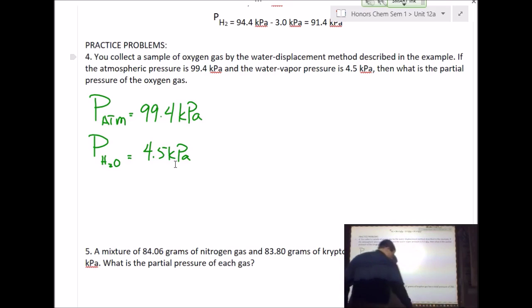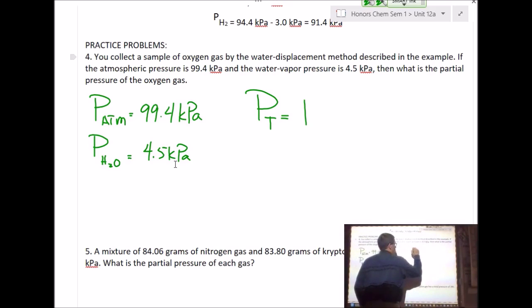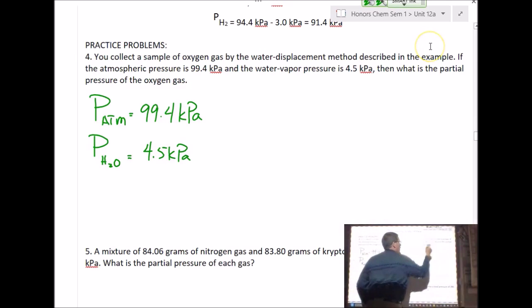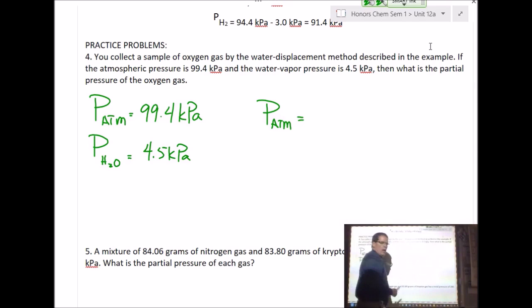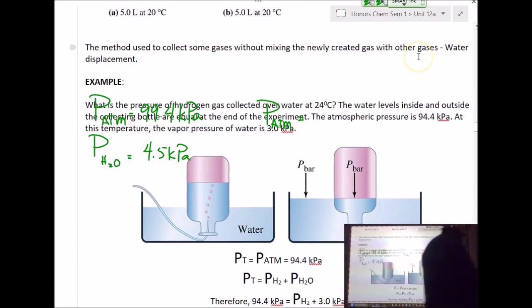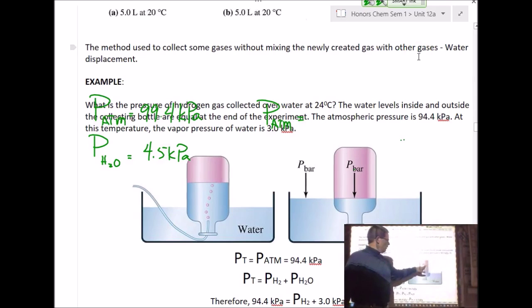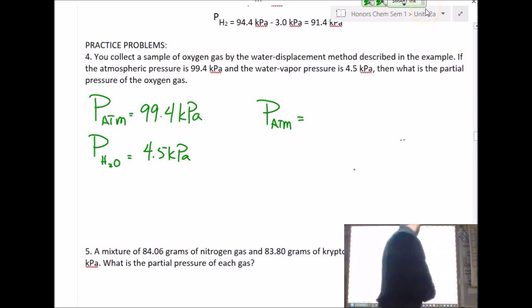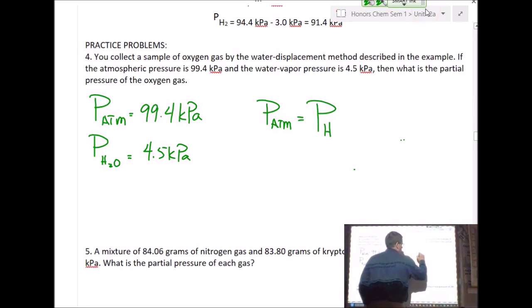Now here's how we write this out. Our atmospheric pressure in this case, because when we're looking at the bottle, we want to make sure the pressure outside is equal to the inside, so we can use that as an equal here, is equal to our pressure of oxygen, my bad, and the water.